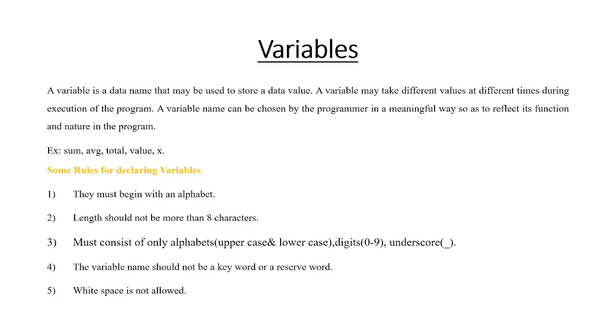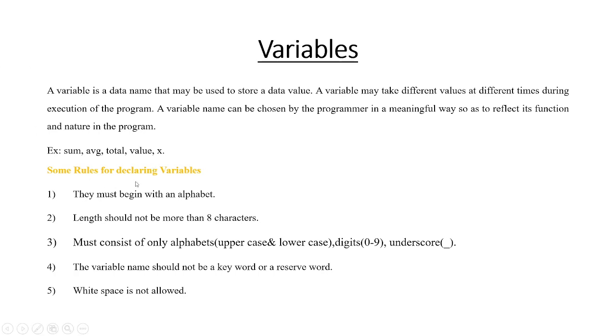Let us move to variables. A variable is a data name that is used to store a single data value. But this value can take different values at different times during the execution of the program. That means the value of the variable is going to vary or get changed during the execution of the program.